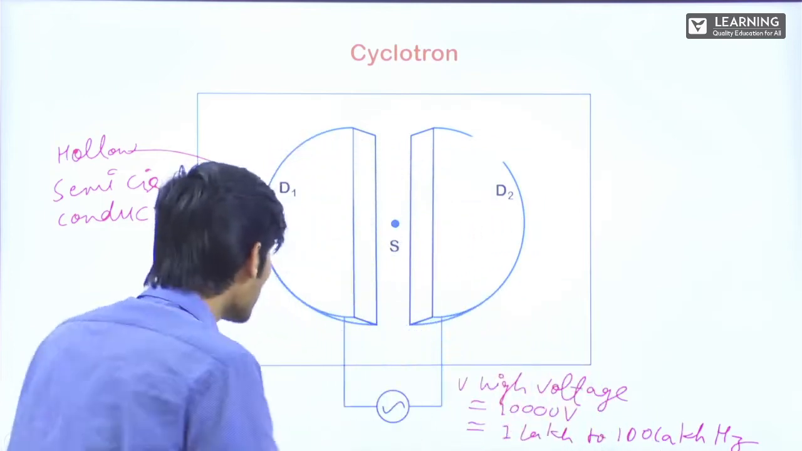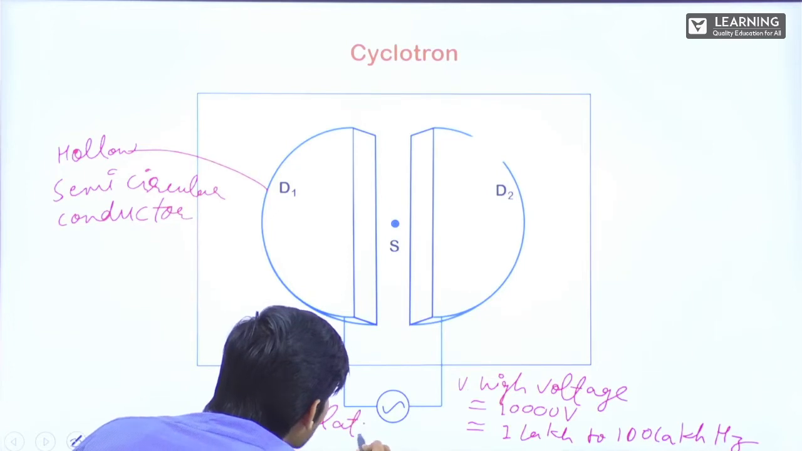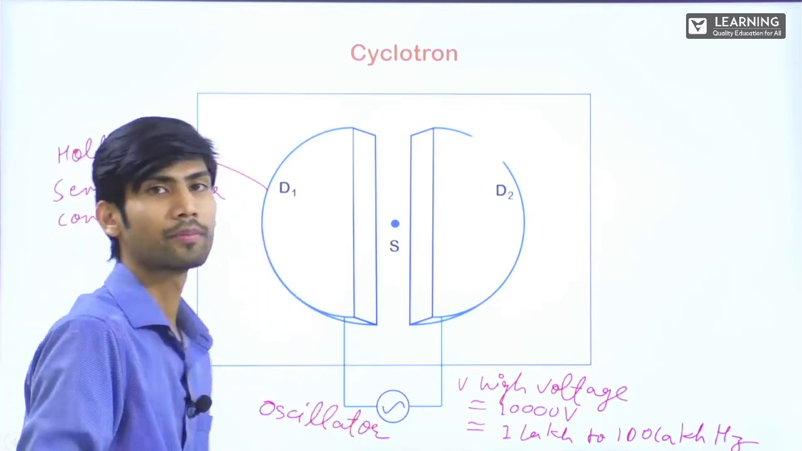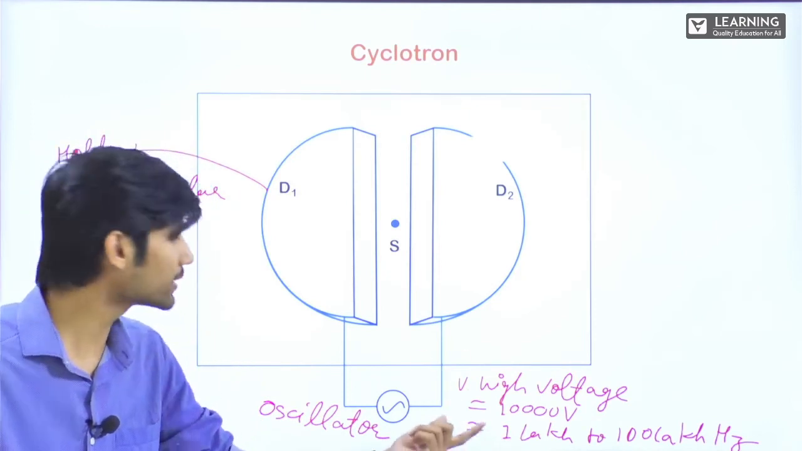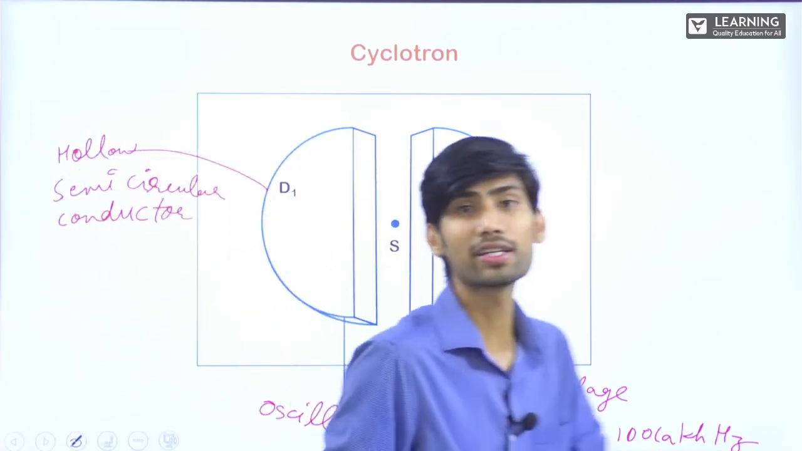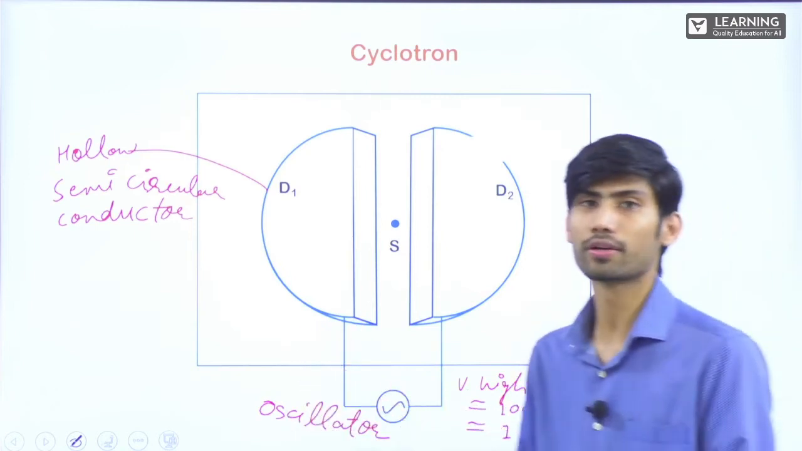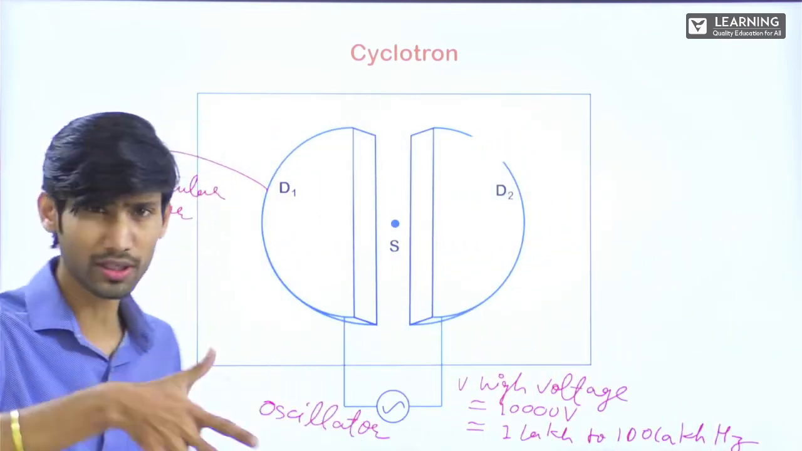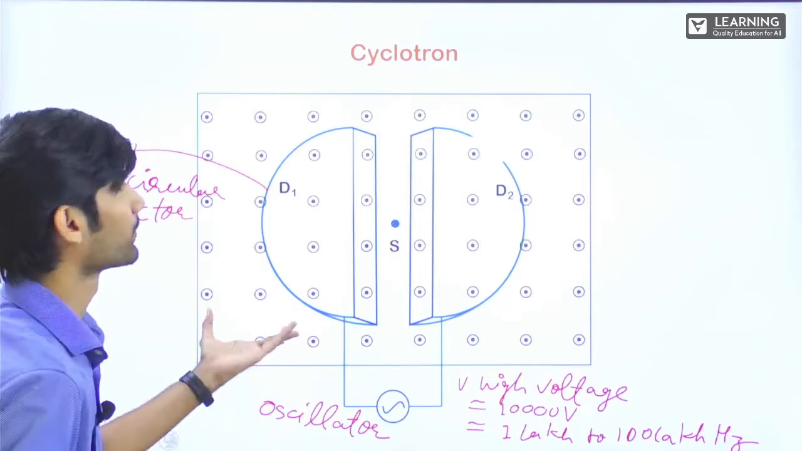So this is also known as an oscillator. This is basically the oscillator which is connected over here. Clear? The frequency is so high that in 1 second it is oscillating 1 lakh times. It is changing the polarity 1 lakh times. That is why it is called an oscillator. Okay, it is oscillating. Now, then we have the magnetic field.